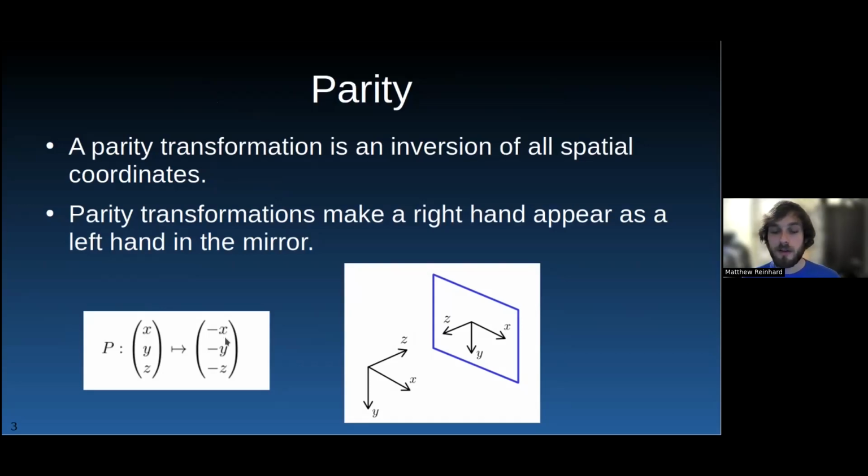Now, an example of a parity transformation that we're all familiar with from our everyday lives is looking at ourselves in the mirror. So here we have a right-handed coordinate system, and the mirror image over here has the z-axis inverted. So this is a parity transformation with an additional 180-degree rotation. And the mirror image is actually a left-handed coordinate system. So this is why when you look at your right hand in the mirror, it appears as a left hand.